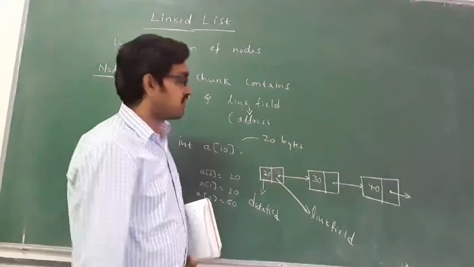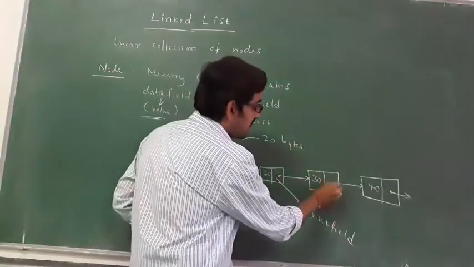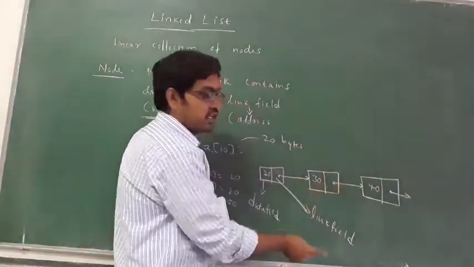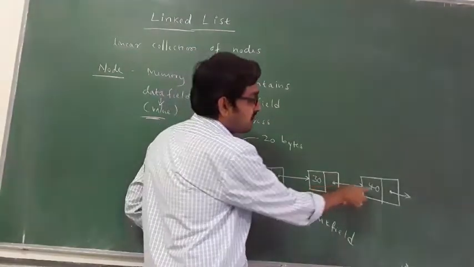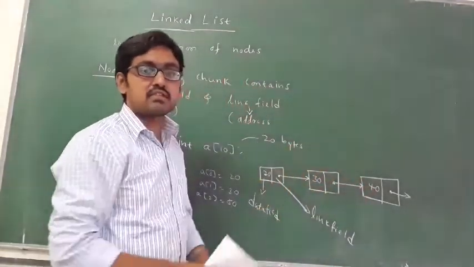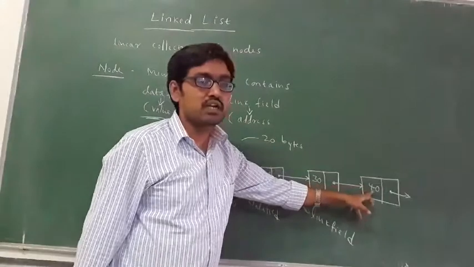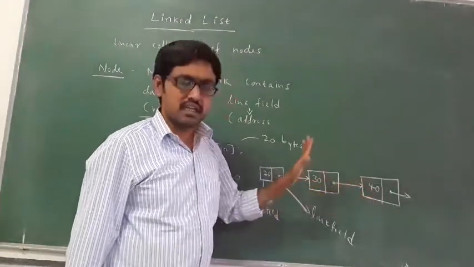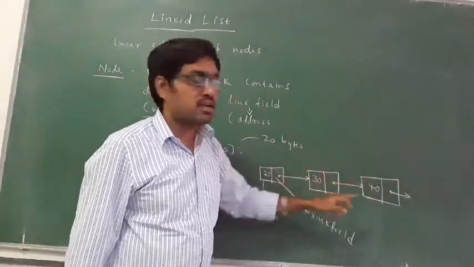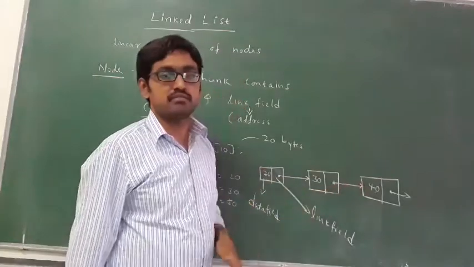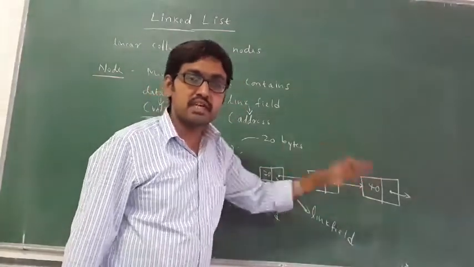Okay, got it? For example, here in this link field, what does it store? It stores the address of the next node. Address of the next node means 40. The address of 40 gets stored, nothing but the 40 will be stored here. Okay, this will be extended.